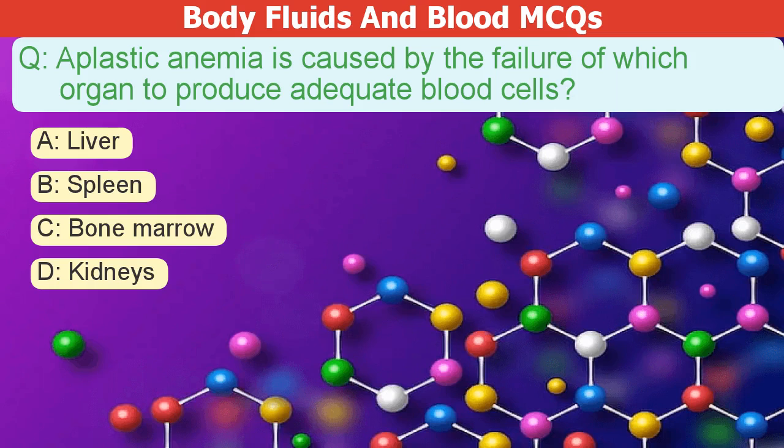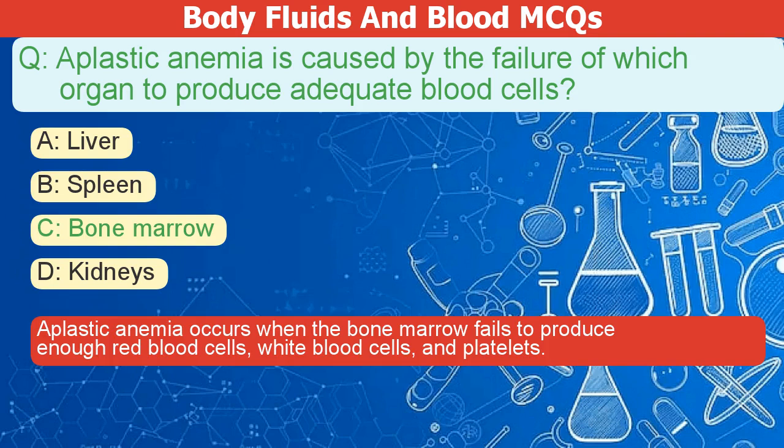Aplastic anemia is caused by the failure of which organ to produce adequate blood cells? A. Liver. B. Spleen. C. Bone marrow. D. Kidneys. The correct answer is C. Aplastic anemia occurs when the bone marrow fails to produce enough red blood cells, white blood cells, and platelets.